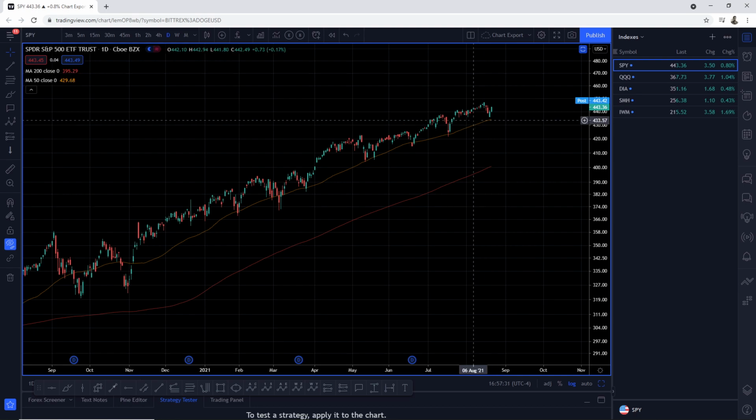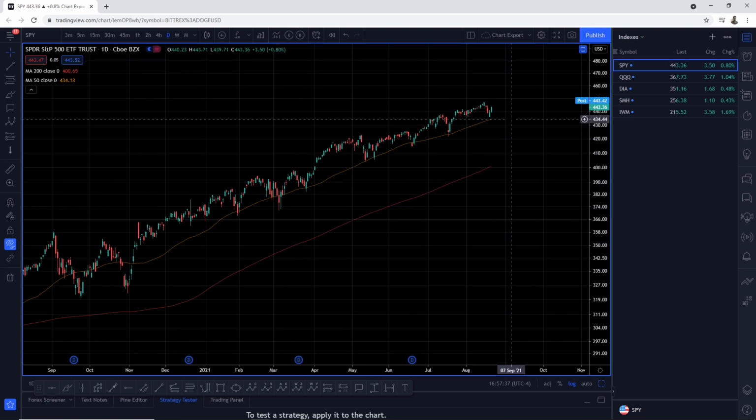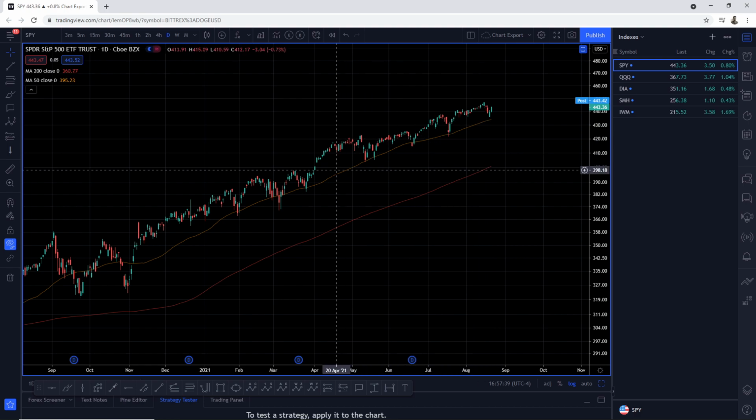So why is it different now? We've been noting that the 50-day simple moving average should be acting as support, and that should be our line in the sand for the bulls to defend. So far, it's been doing exactly as we've been talking.